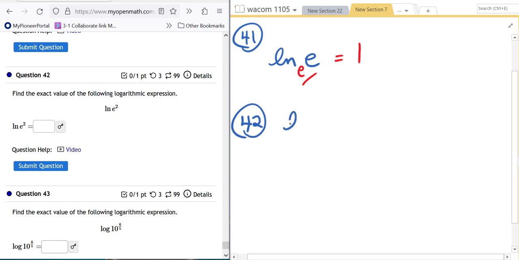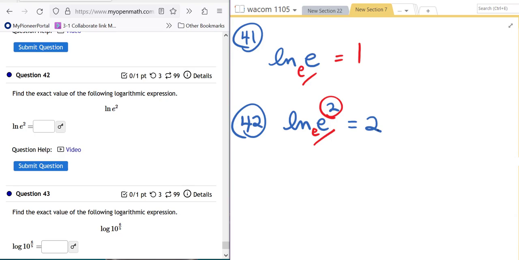And so we have the ln of e squared, and we want to evaluate that. This is already in the proper form because our base here is e, and so the answer is 2. So you want to work a bunch of these just so that you're able to use those properties quickly.